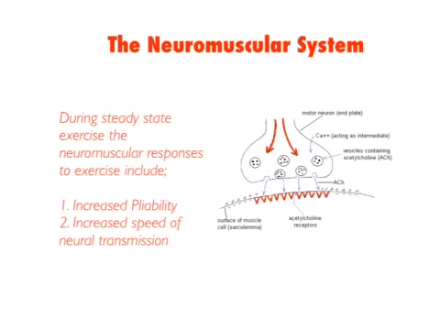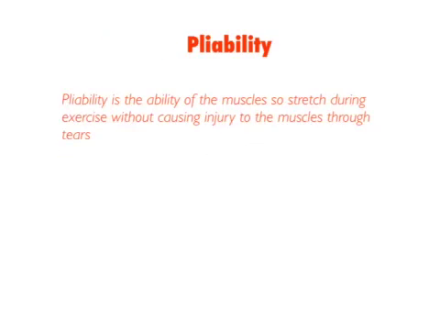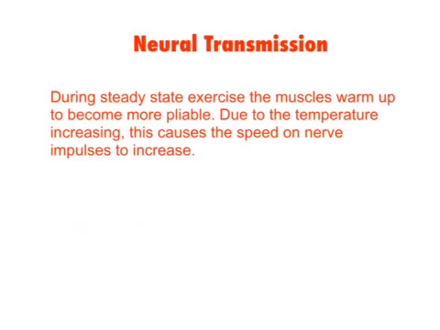During steady-state exercise, the neuromuscular responses to exercise include increased pliability and increased speed of neurotransmission. Pliability: as the muscles in the body begin to warm up and stretch gradually, they become more pliable. Pliability is the ability of the muscles to stretch during exercise without causing injury through tears. Therefore, it is important that the muscles become pliable during exercise so that the muscles do not tear and cause injury to the person.